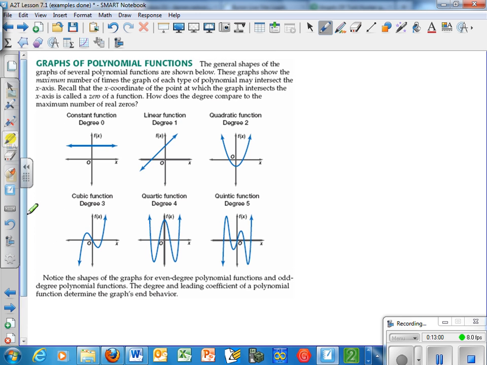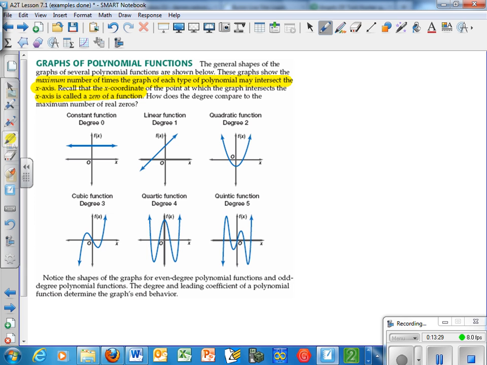Alright, now we're going to look at the graphs and some characteristics of the graphs of polynomial functions. The general shapes of the graph of several polynomial functions are shown below. These graphs show the maximum number of times the graph may intersect the x-axis. Recall that the x-coordinate of a point at which the graph intersects the x-axis is called a zero of a function. The x-intercepts are the zeros, or the roots of the function, whatever you want to call it.